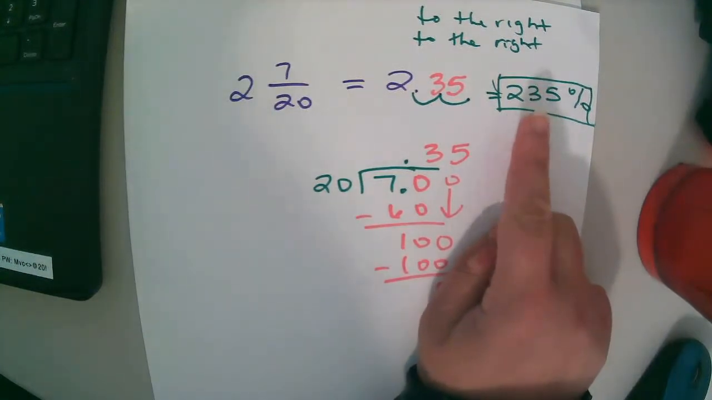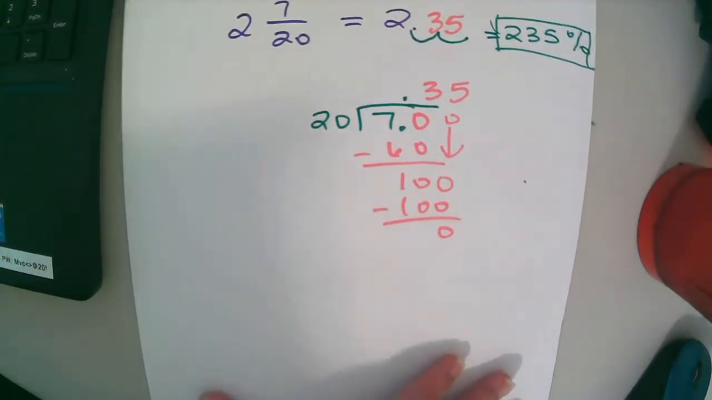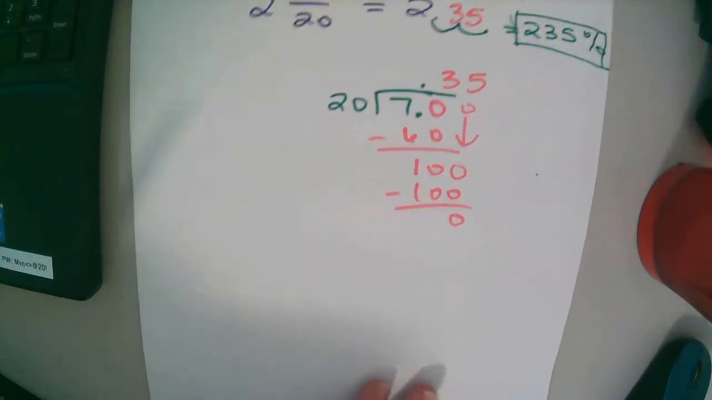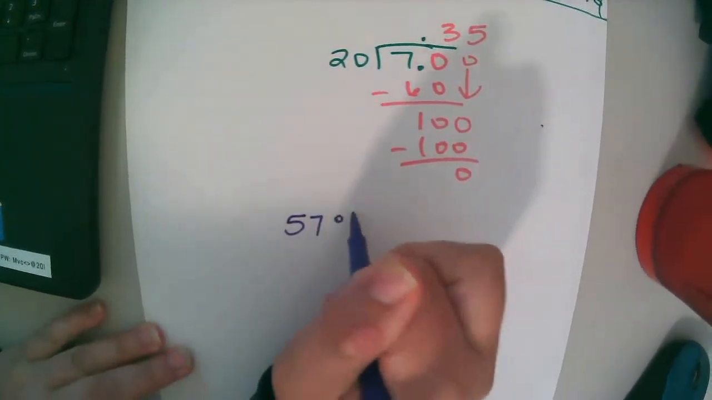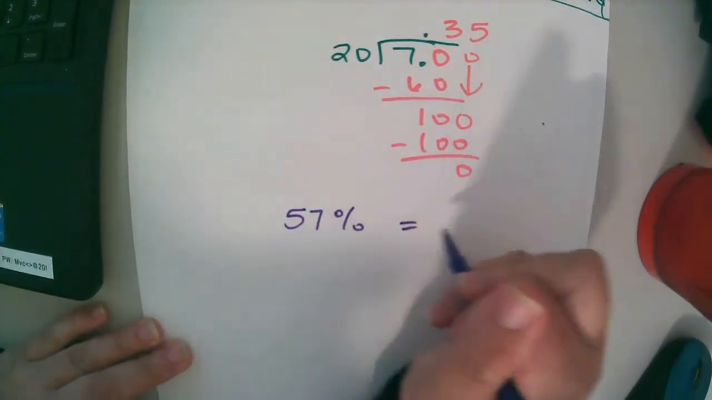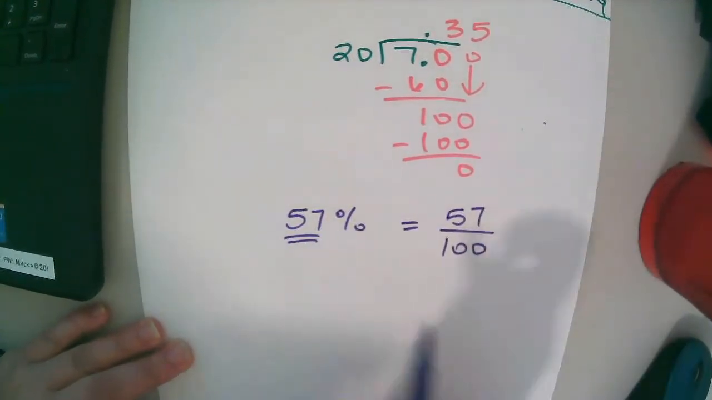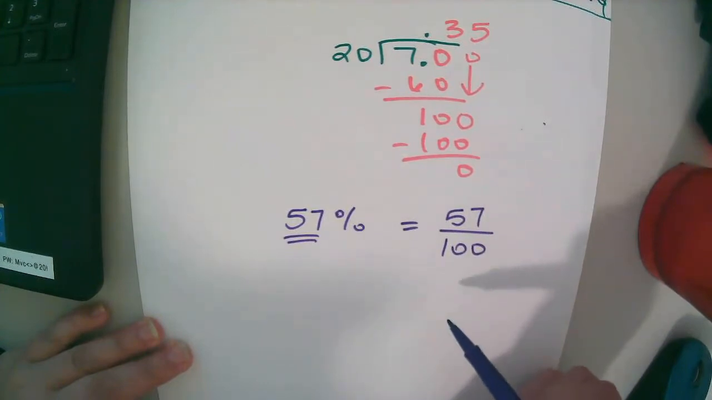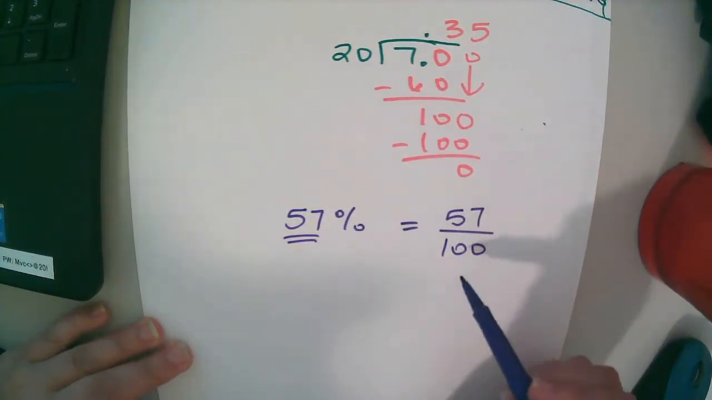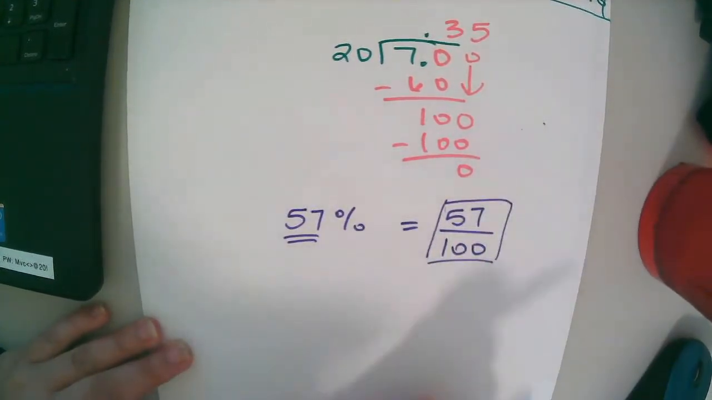How do I make a percent into a fraction? Well, that's kind of easy. So if I had 60%, or let's do 57%. How would I make this into a fraction? Well, I would take this number and I'd pop it over 100 because all percents are out of 100%. And then I would simplify if I could. Okay, and this one I can't simplify, so this is my answer.